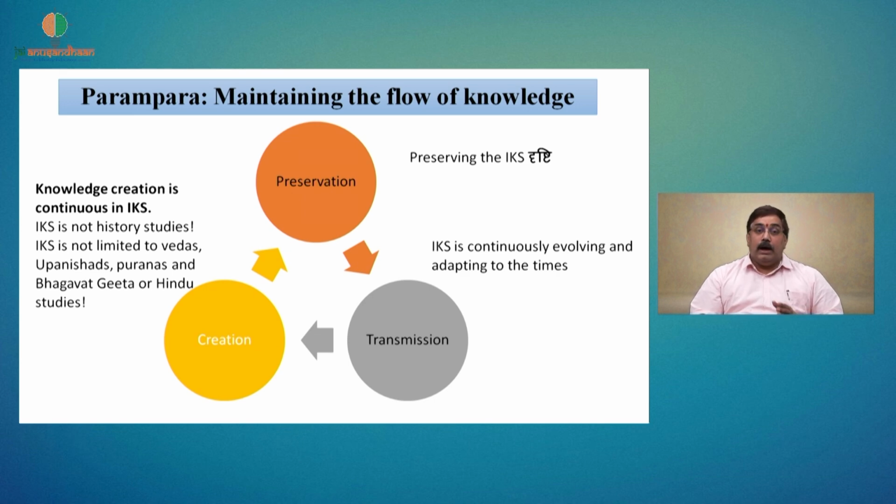And then no knowledge parampara is complete just with preservation and transmission. It has to be a living tradition. A knowledge tradition will be called a living tradition, or a jnana parampara, again, jnana ganga, only when there is a creation of knowledge. It is not just about preservation and transmission, but it is also about the creation of knowledge. And when you think about the creation of knowledge, this process has been continuous.